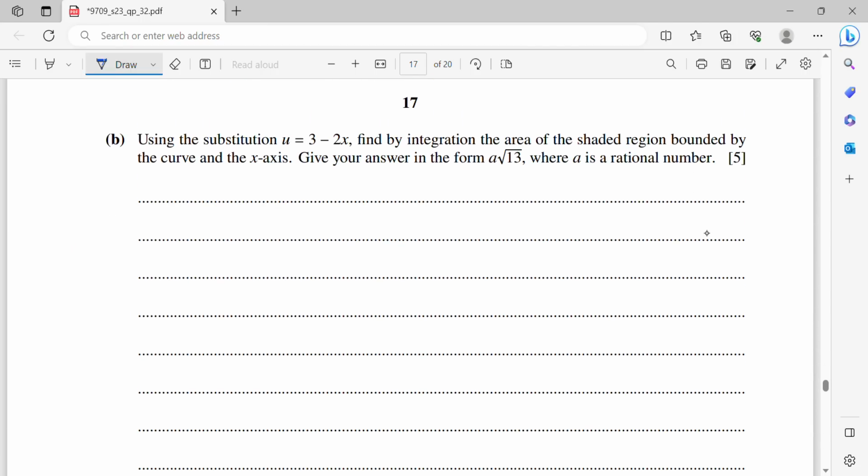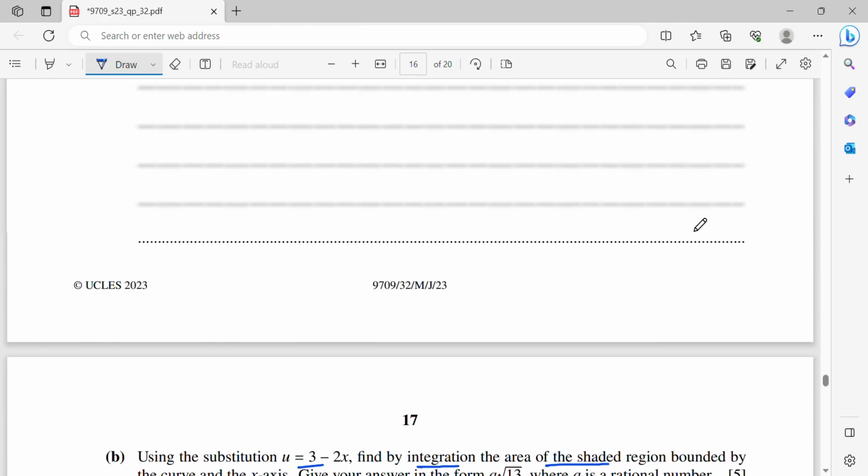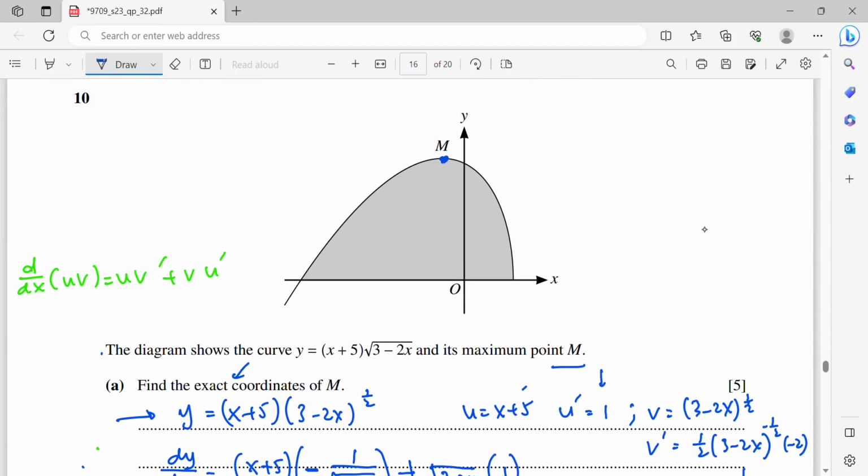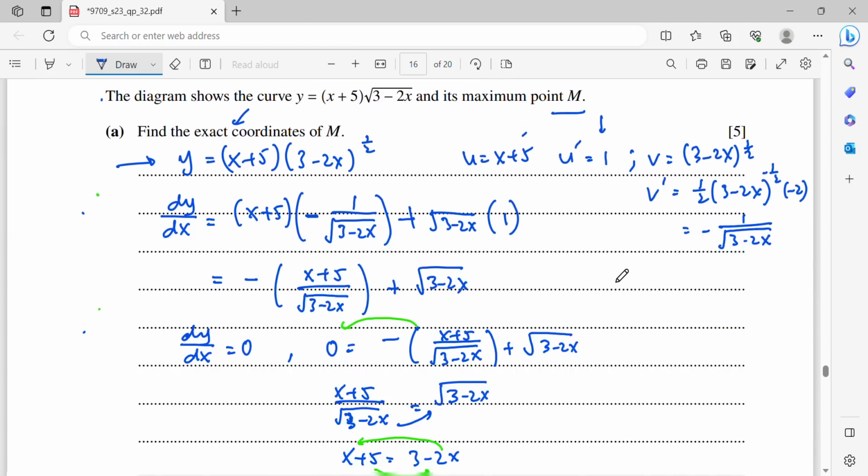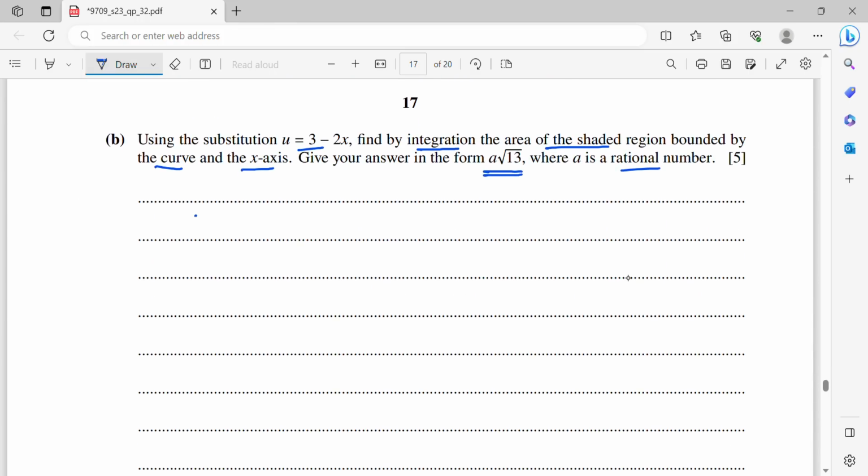Now part b, using the substitution u is 3 minus 2x, find by integration the area of the shaded region bounded by the curve and x-axis. Give your answer in the form a square root 13, where a is a rational number. Okay, so now to get the area under the curve, basically you integrate from this point to this point. Right, so it means that now I need to find what are the intersections with the x-axis first. So these two intersections means that the y will be 0. So now I need to solve when y equals 0.